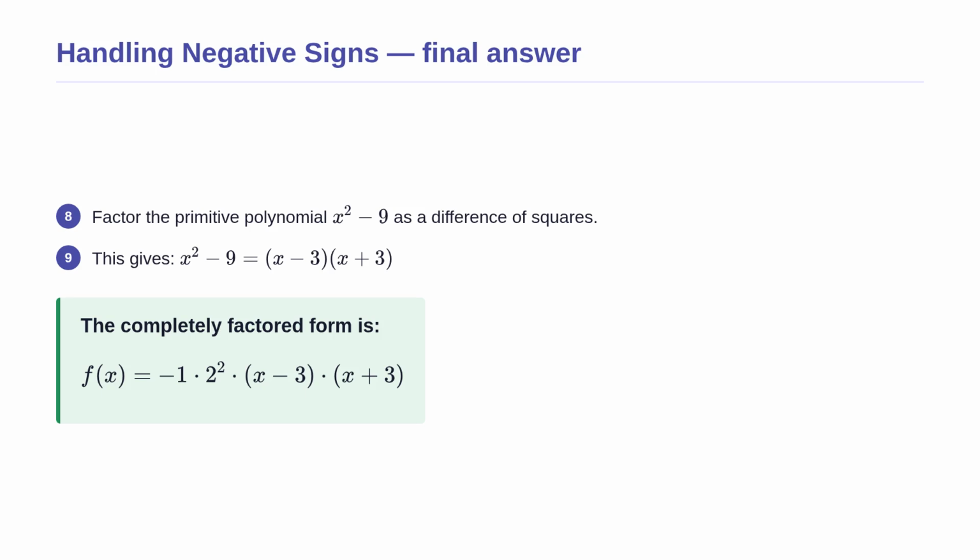For our final steps in this problem, we factor the primitive polynomial, x squared minus 9. Once again, this is a difference of squares. It breaks down cleanly into x minus 3 and x plus 3. Both of these are degree 1, meaning they are irreducible. We combine everything to reach our final completely factored form. The polynomial is factored into negative 1, 2 squared, x minus 3 and x plus 3. Physically, this tells us the exact roots and scaling of the polynomial curve. Every single piece is now in its most fundamental, unbreakable state, completing our factorization.